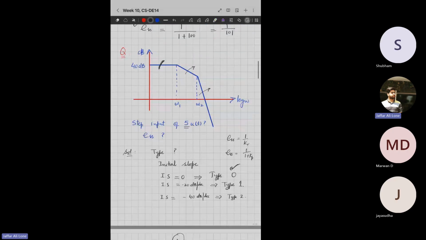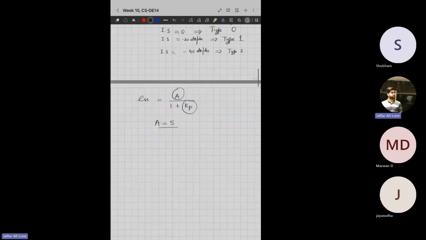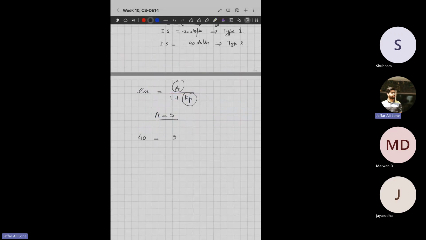So A is 5 here because it's given in the question, and Kp will be given by the initial slope. So again, I'll directly write this 40, which is the initial magnitude, is equal to 20 log of K. So K is equal to 100. Then my steady state error is equal to 5 by 1 plus 100, which is equal to 5 by 101.